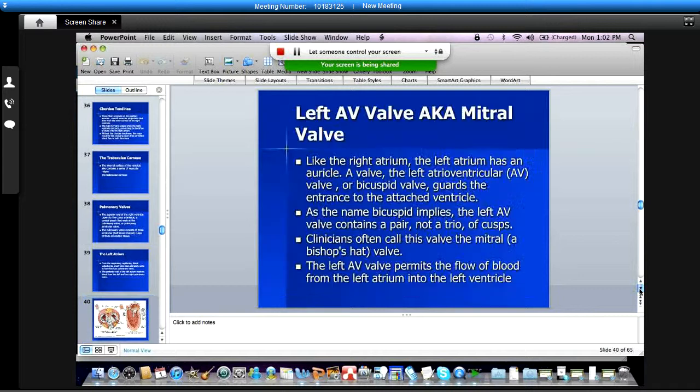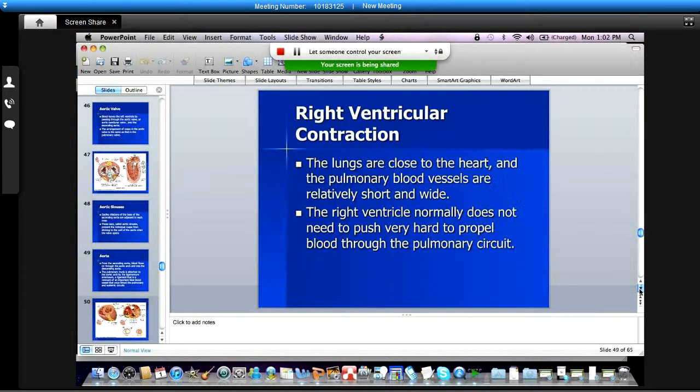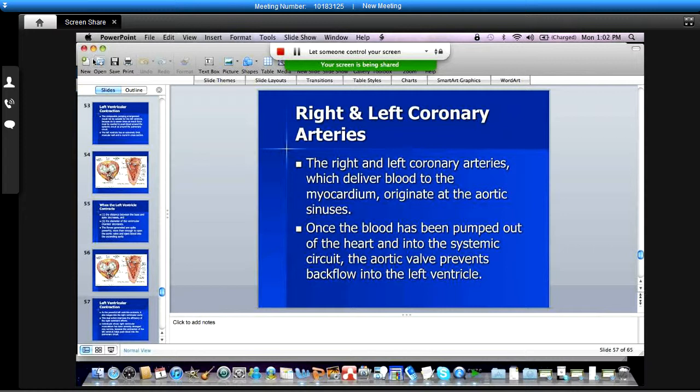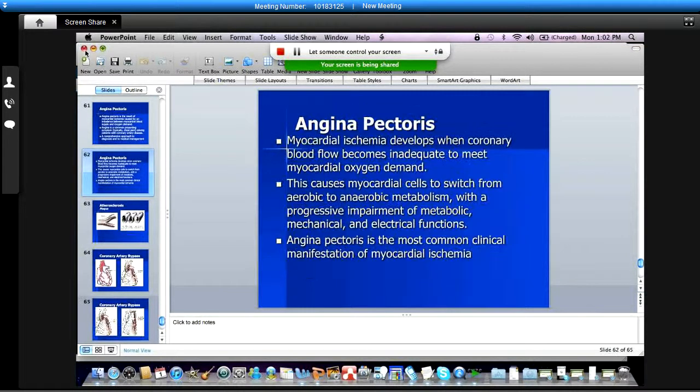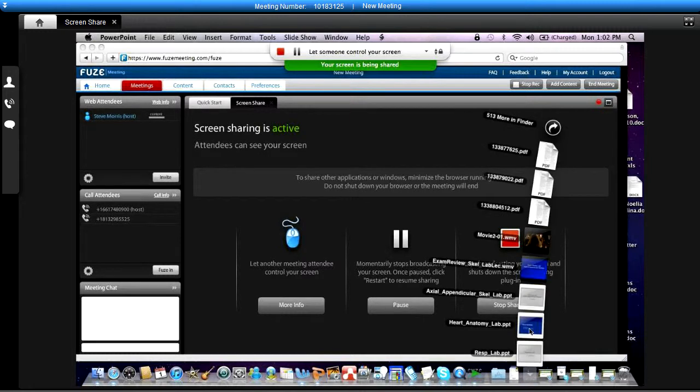Another view of some heart valves. I think that pretty much covers all the information or these areas that I asked you to identify for the purposes of the lab exam for the cardiac system.